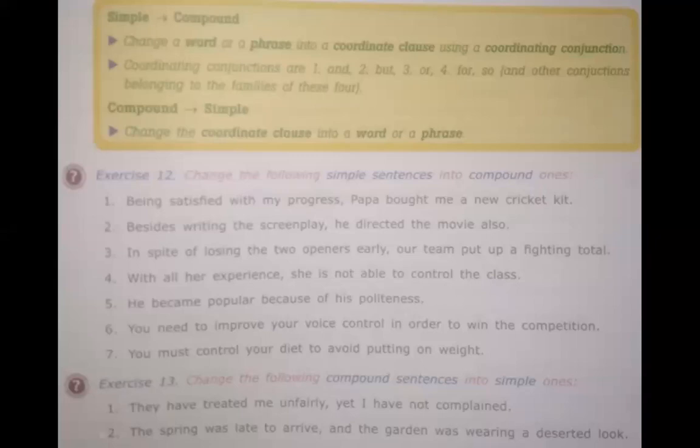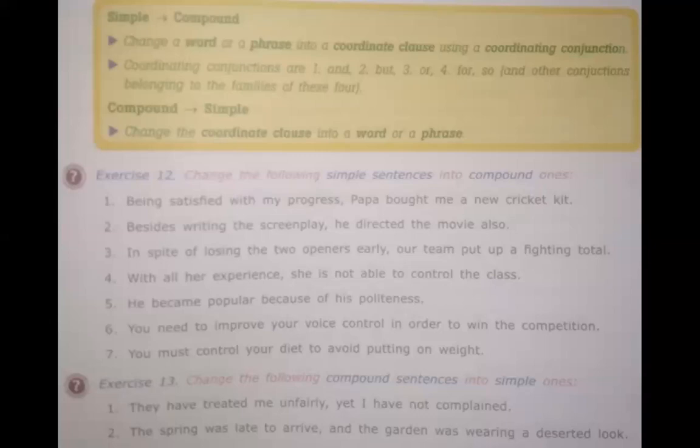Let's go to Varsha. No, you're not getting it. If you're writing the same, then these are again both clauses and independent clauses. In a simple sentence, there is only one clause. And here you have two clauses. "They have treated" is also one clause. And "I have not complained," that is also one clause. In a simple sentence, you have only one clause. Right?